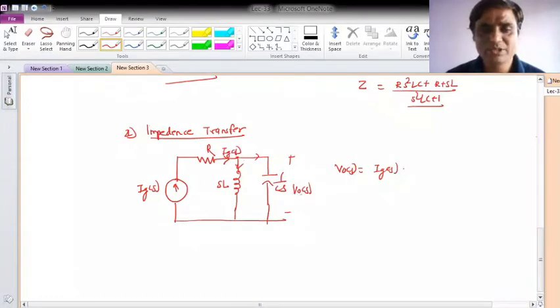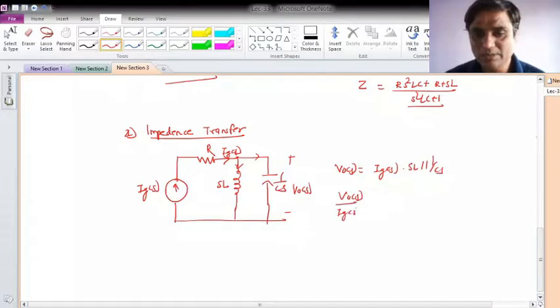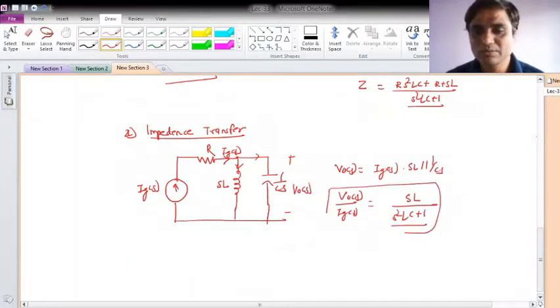So what will V0 of S be? Simple, this current into this impedance. SL is in parallel with 1 over Cs, and we know V0 of S upon Ig of S will be again the same, that is SL over S square LC plus 1. So this is my impedance transfer.